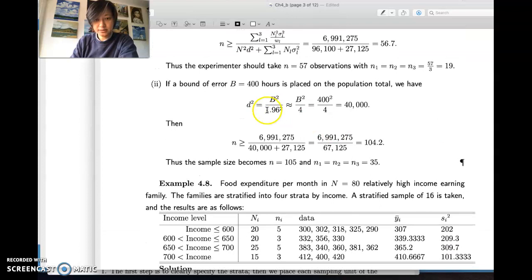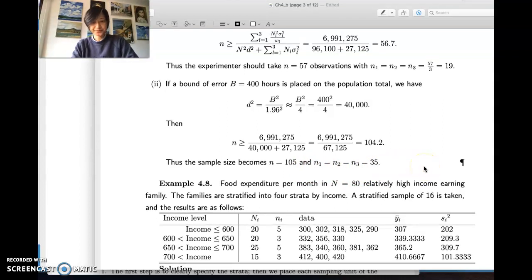So we substitute into 4.10, and we find the sample size must be at least 104.2, so we round it up again, to 105. For each of the strata, we need to collect 35 data points. Okay. Any questions?